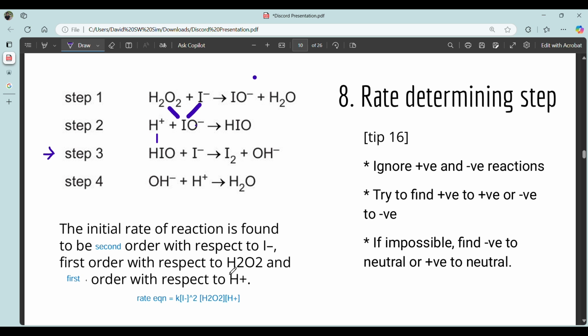Step 1, you have 1 mole of H2O2 and 1 mole of iodide, so it's not the RDS. Step 2, you have 1 mole of H plus times 1 mole H2O2 times 1 mole of iodide. Why do I times 1 mole H2O2 and iodide? Because it reacts with IO, which is formed from the reaction in step 1, which is a reaction between 1 mole of H2O2 and 1 mole of iodide.